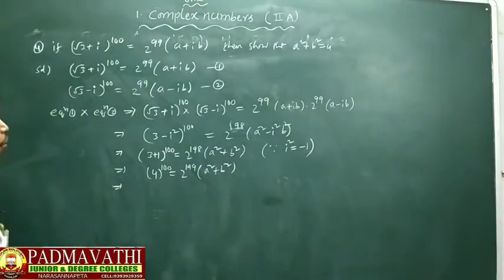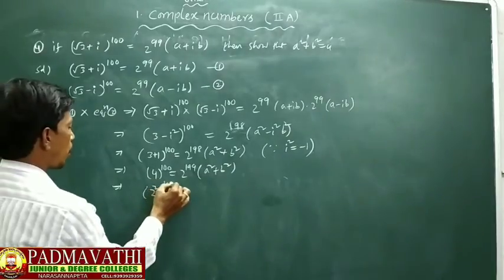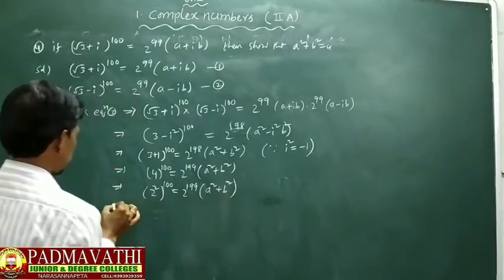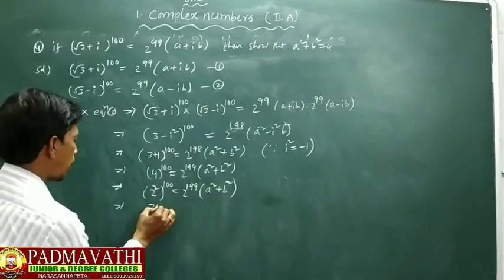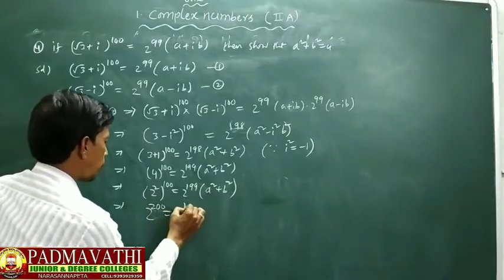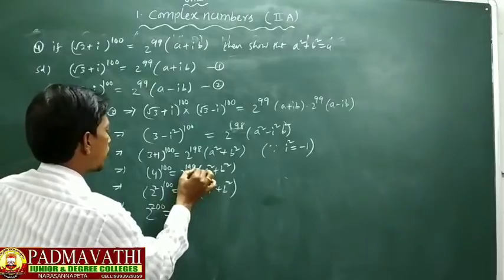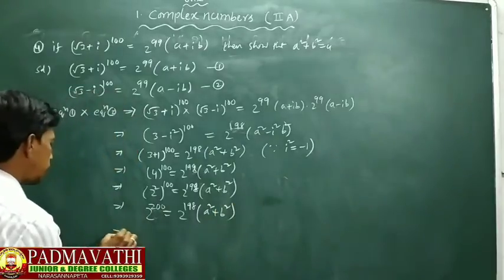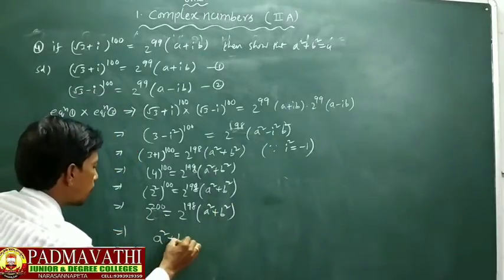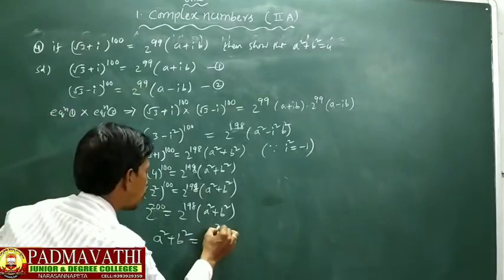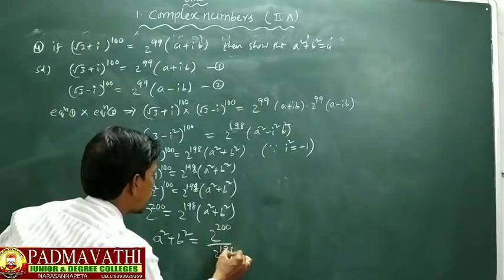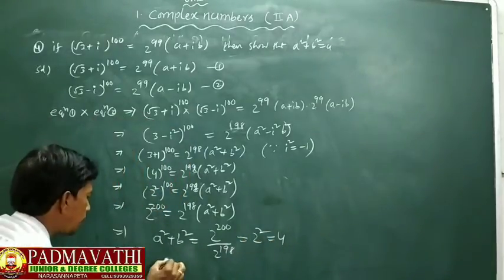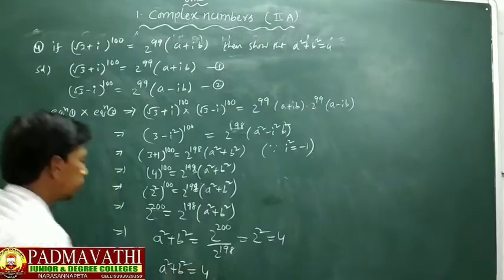So what is 4? 4 equals 2 square. (2 square) whole power 100 equals 2 power 198 (a square plus b square), that implies 2 power 200 equals 2 power 198 (a square plus b square). That implies a square plus b square equals 2 power 200 by 2 power 198, which equals 2 square, that equals 4. Therefore a square plus b square equals 4.